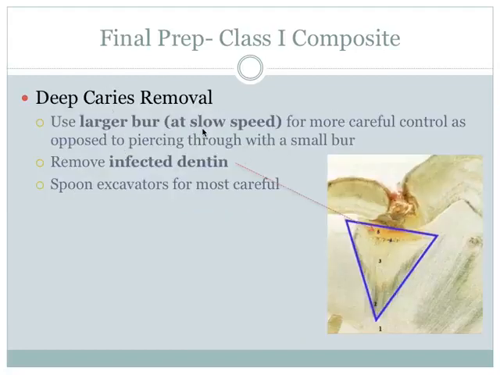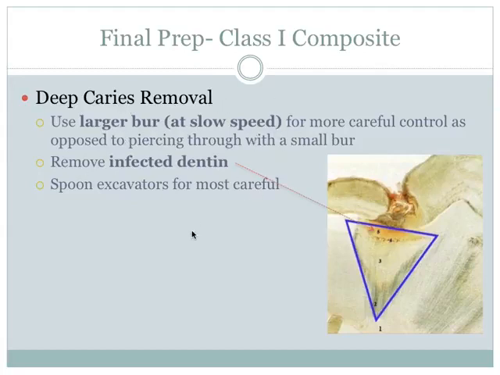Now for deep caries removal. After that initial prep, say we realize, oh no, the caries are extending deeper. There's still a ton of soft tooth structure deeper in. What do we do? The best thing to use in most cases, I think, is this larger burr, slow speed.